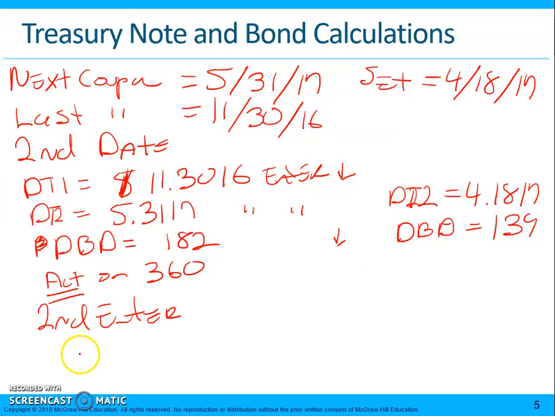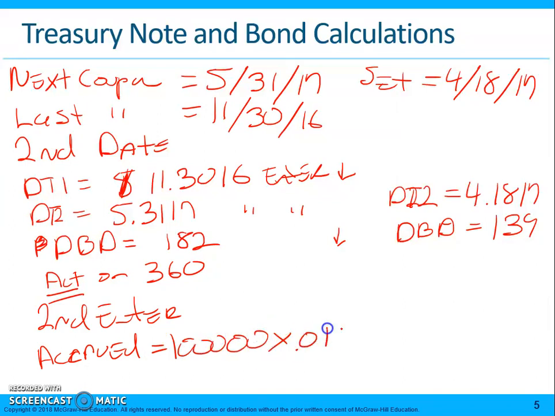So the accrued is going to be 100,000 times 0.015 divided by 2, because the payments are semi-annual, times 139 divided by 182. So that number is $572.80.